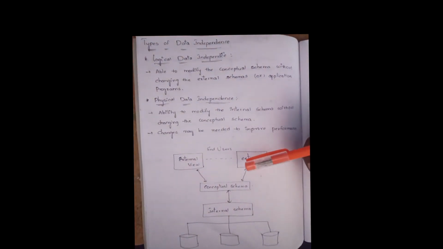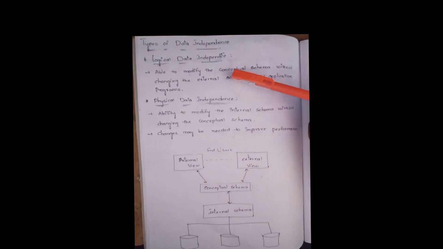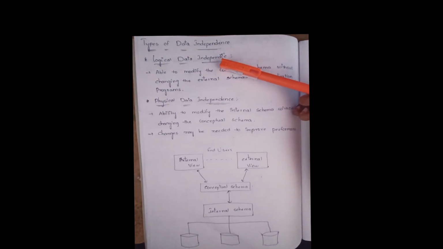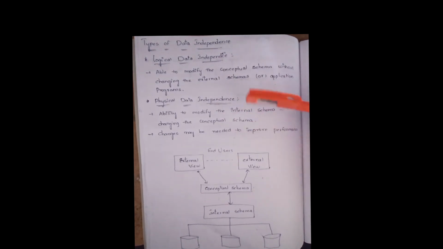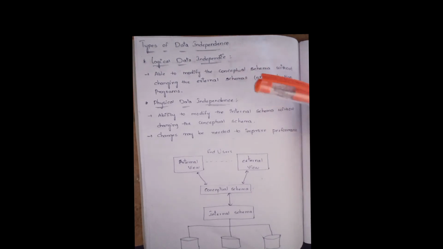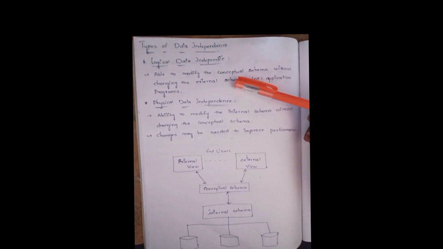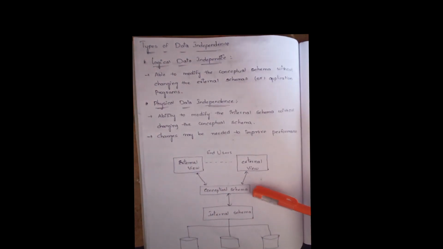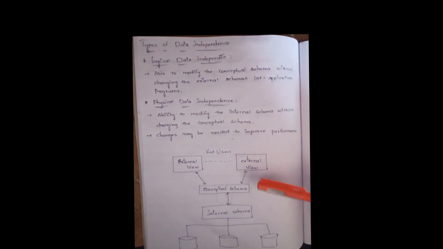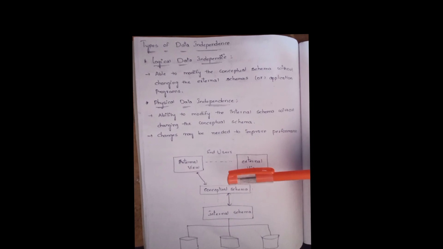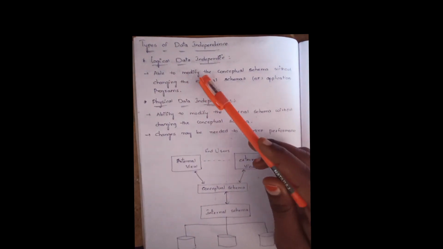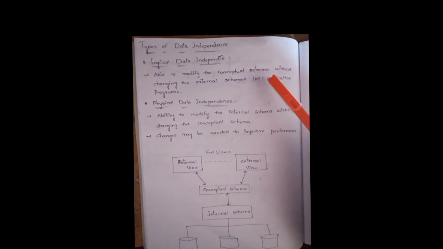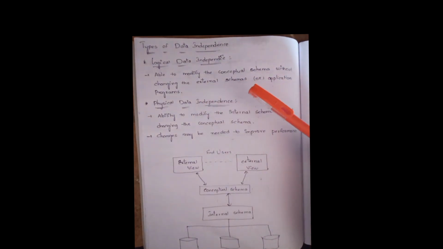And data independence is of two types. One is physical data independence, another one is logical data independence. First we'll look into logical data independence. Logical data independence works between the conceptual schema and the external schema. Now what is logical data independence? It is the ability to modify the conceptual schema without changing the external schemas or application programs.